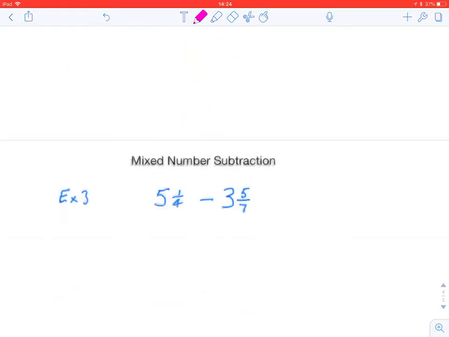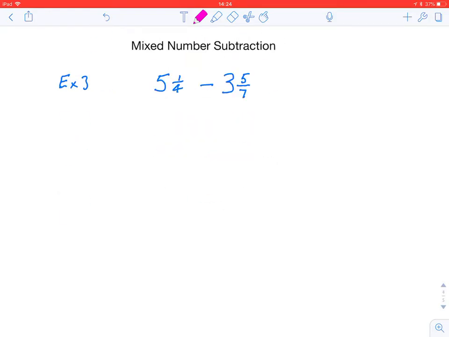So why do I need a second example of subtraction? Well, because sometimes we have to borrow a whole number, and this question will require us to do that. So first of all, we deal with the whole numbers. 5 take away 3 is 2. Common denominator for 4 and 7, 7 4s are 28.